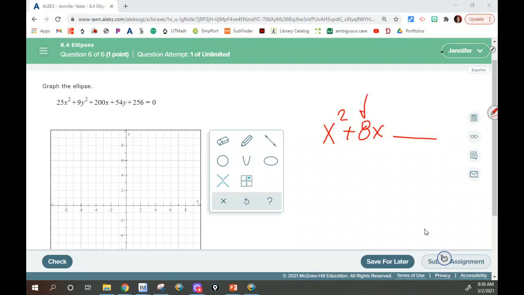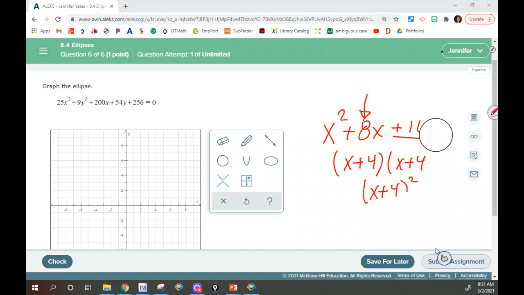So we take half of this number, which is 4, square it. 4 squared is 16. That means I can factor this. What are two numbers that multiply to be 16 but add to be 8? 4 and 4. So that can be rewritten as x plus 4 squared. That's completing the square. I'll do that one more time.